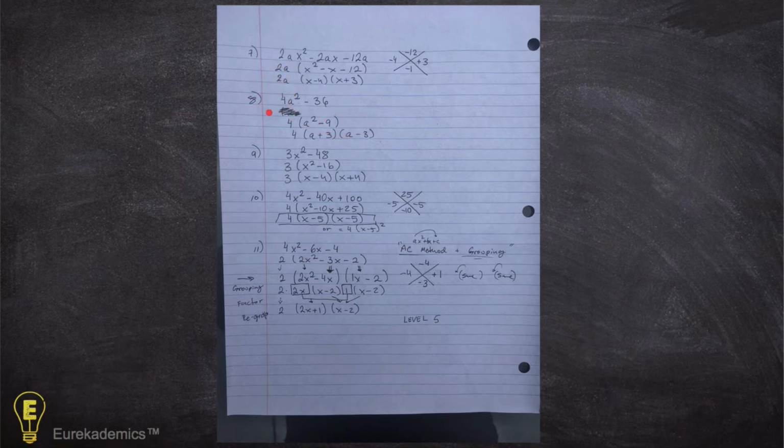Number 8. First things first, we're going to factor out our greatest common factor. So that's a 4. And then we're left with a squared minus 9, which is difference of squares. So that gets us to this final answer. Number 9. First things first, factor out a number to simplify our life. That number was 3. You were left with x squared minus 16, which is a perfect difference of squares. Don't forget the 3.